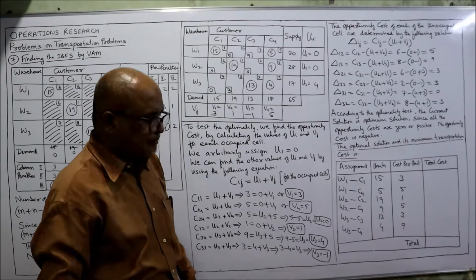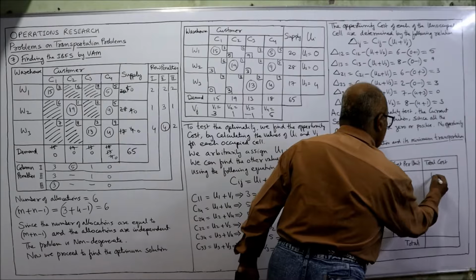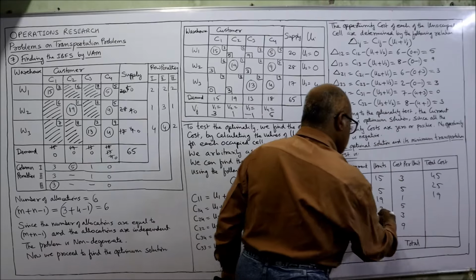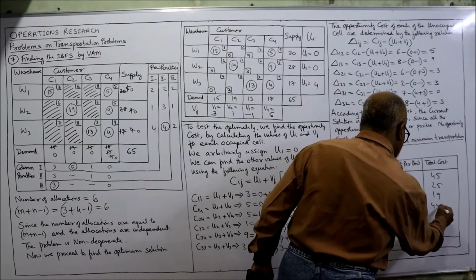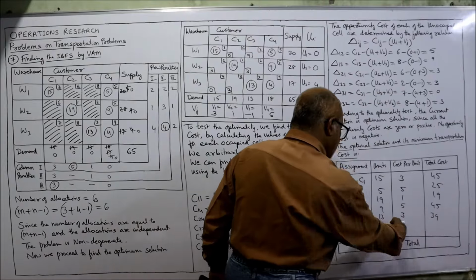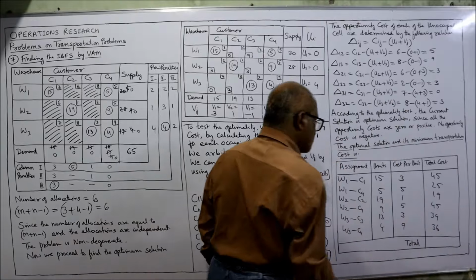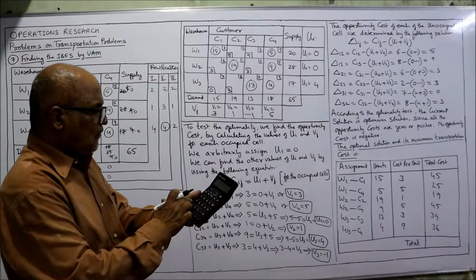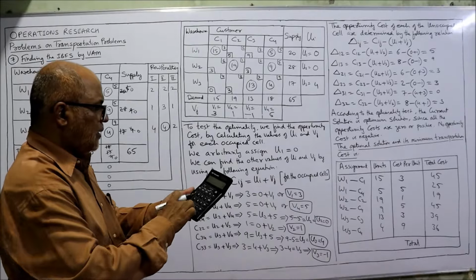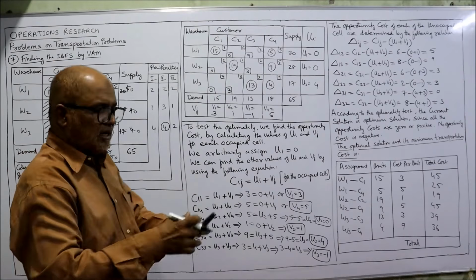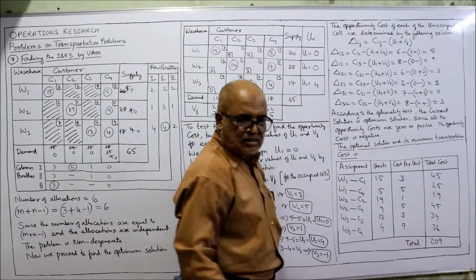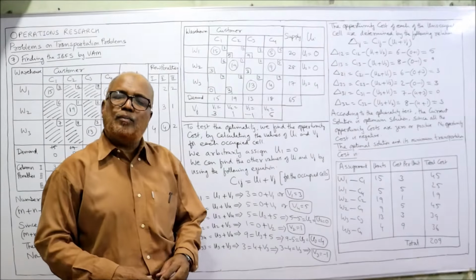Now 15 threes. 15 into 3, 45. 5 fives, 25. 19 into 1, 19. Then 9 fives, 45. Then 13 into 3, 39. Then 4 nines, 36. That's all. Now take the total. 45 plus 25 plus 19 plus 45 plus 39 plus 36. It comes to 209. That's it. Finished. Problem finished.